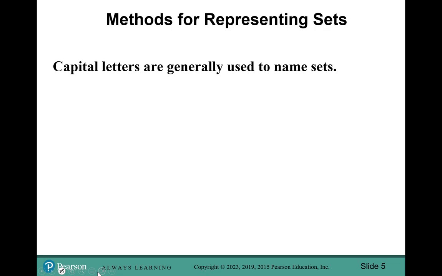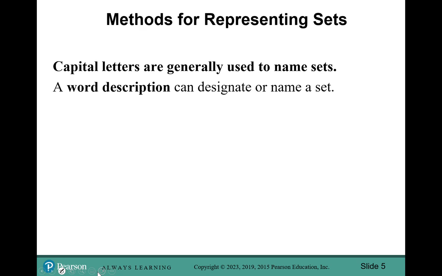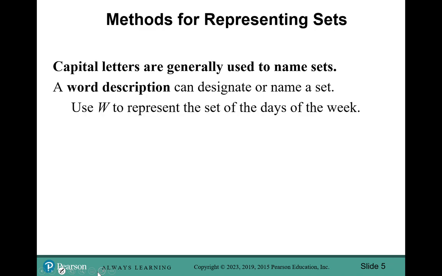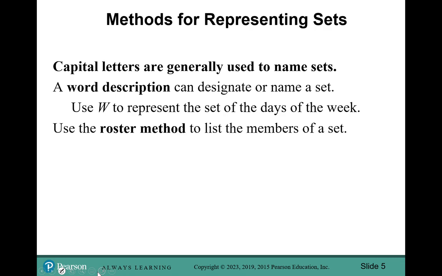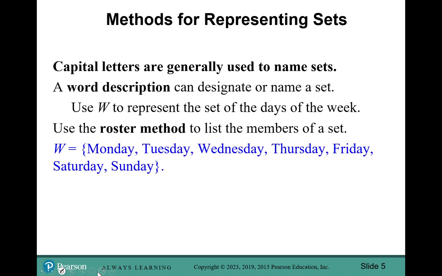Now, there are methods for representing sets. Capital letters are generally used to name sets. A word description can designate or name a set. Use W to represent the set of the days of the week. We're going to use the roster method to list the members of a set. The roster method is similar to a baseball roster, and you'll see what I mean shortly when we do the actual example.